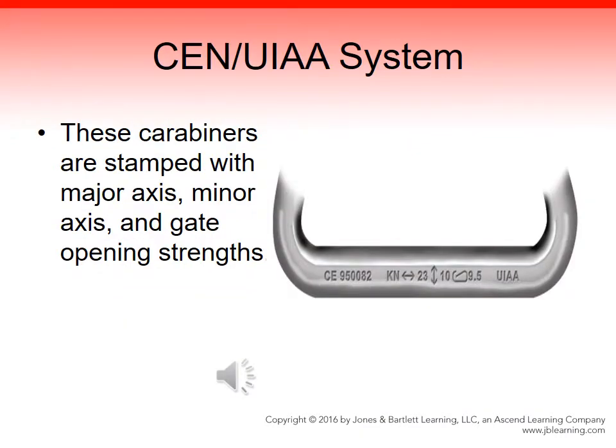The CEN or UIAA system: carabiners that pass the CEN and UIAA standards are labeled with specific markings. These carabiners are stamped with major axis, minor axis, and gate opening strengths, which are shown in kilonewtons, kN. A newton is a unit of force measurement, and 1 newton equals about 0.225 pounds of force. 1 kilonewton, or 1,000 newtons, equals about 225 pounds. Just remember that: 1 kilonewton equals 225 pounds.